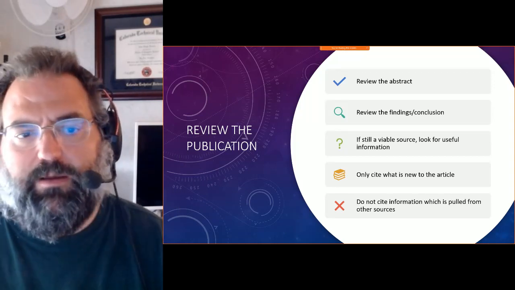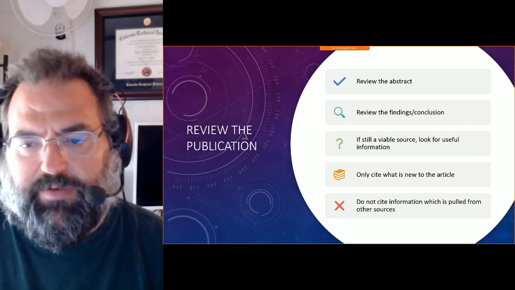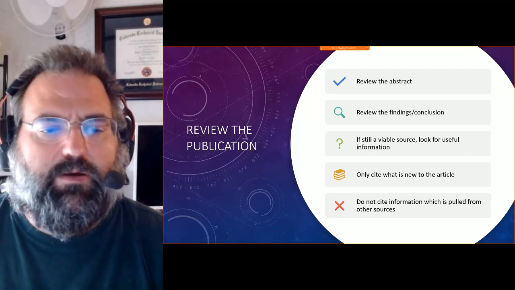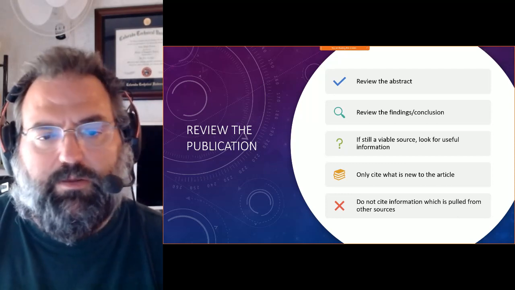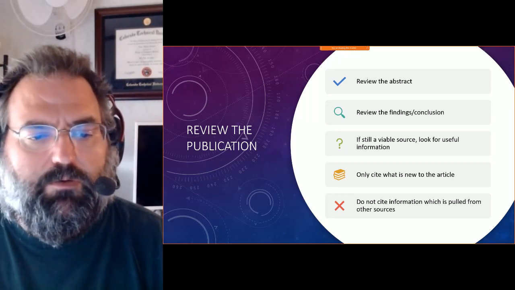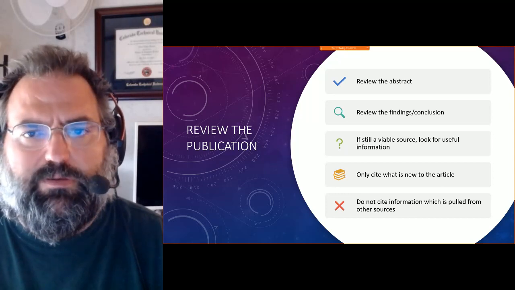Whenever you've got that article in hand, there's a pattern you typically follow to do your evaluation of it. Generally speaking, you review the abstract, you take a look at the findings, conclusions. You're probably also taking a look at the introduction and the conclusions as well. Then you determine if it's a viable source and only cite the things that are new to this article.